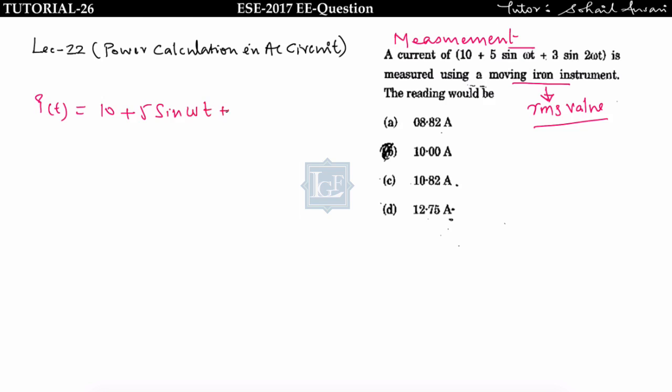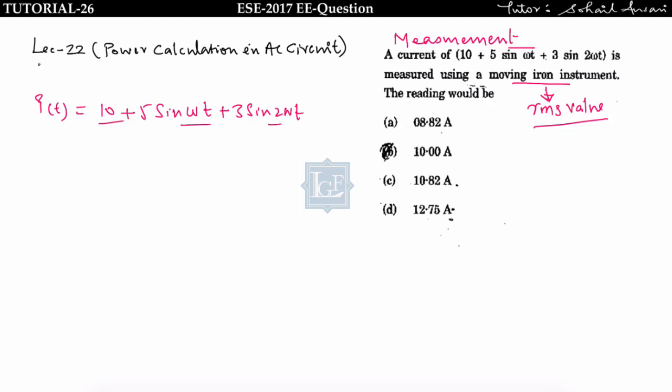Okay, see this question. A current of 10 plus 5 sin omega t plus 3 sin 2 omega t is measured using an MI instrument. This is a question from measurement, right? But this is the application of network. As we know, an MI instrument measures the RMS value. So finally I have to find the RMS value of this. The current is given as 10 plus 5 sin omega t plus 3 sin 2 omega t. These are the harmonic components. This is the DC component, this is the fundamental component, this is the second harmonic component.